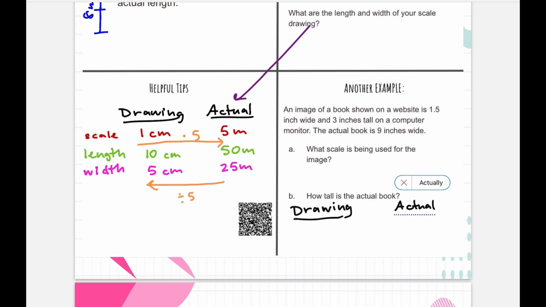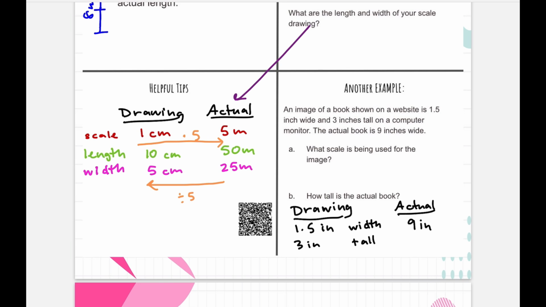And it says the drawing, or in this case, the picture that's on the website, is 1.5 inches wide and 3 inches tall. So again, this is the width. This is how tall it is. And then it says the actual book is 9 inches wide. So I know I have 9 inches. Where am I going to put it? Makes more sense to put it in the width. So it's going to go over here, 9 inches.